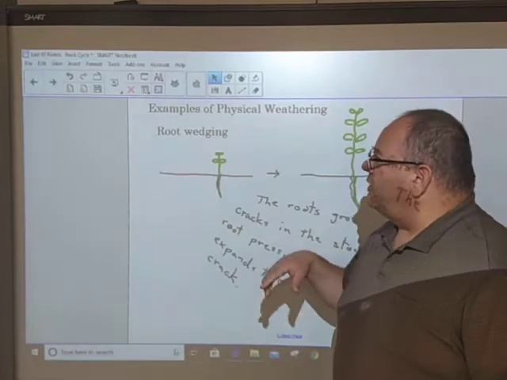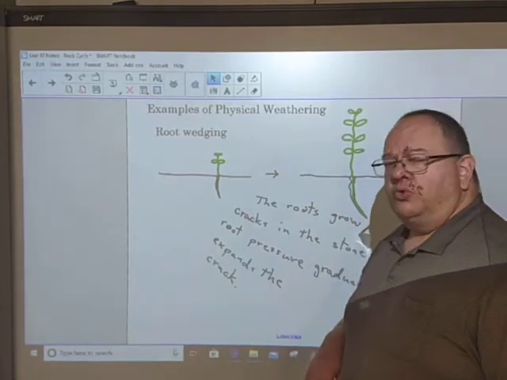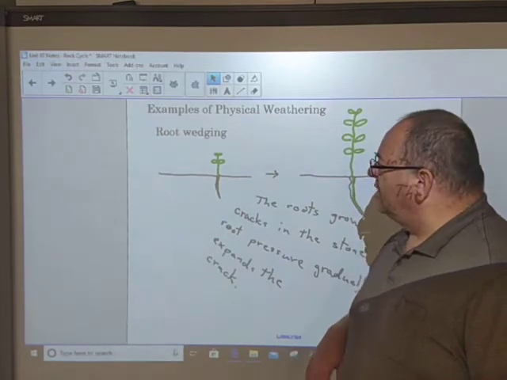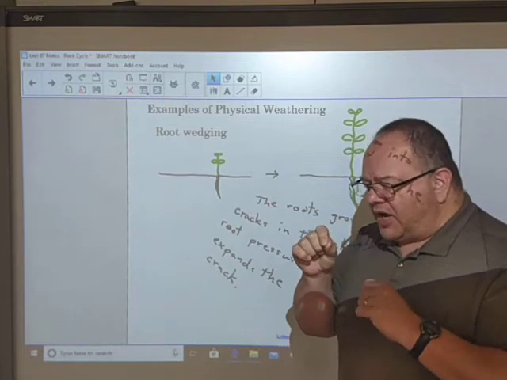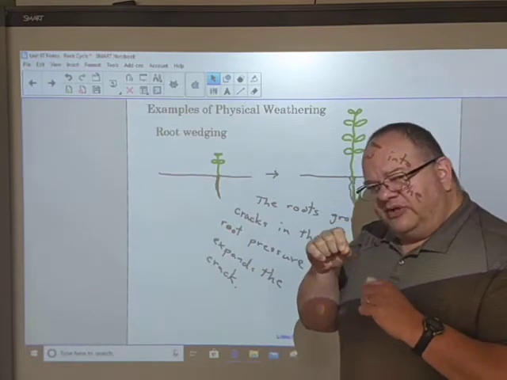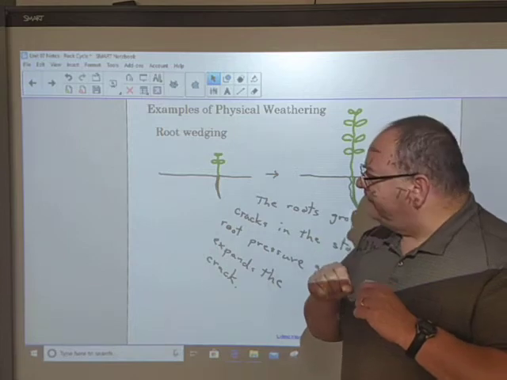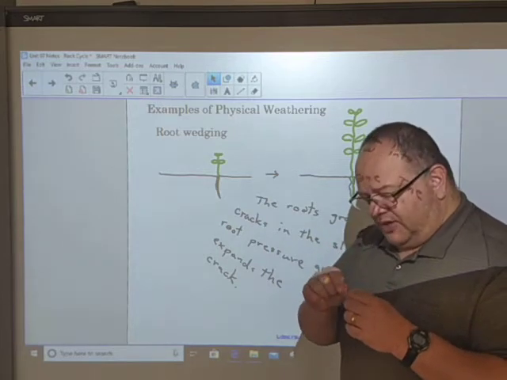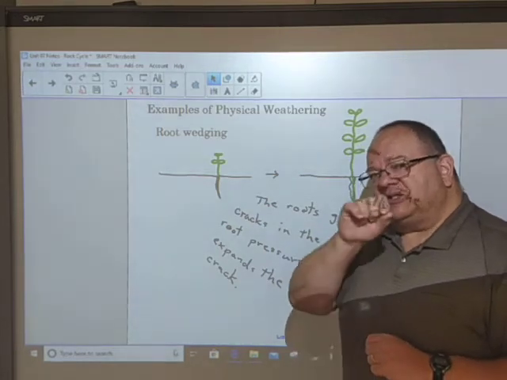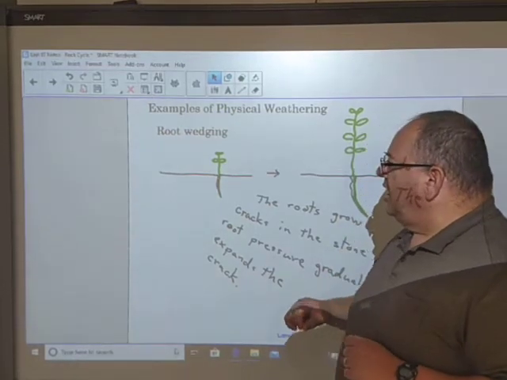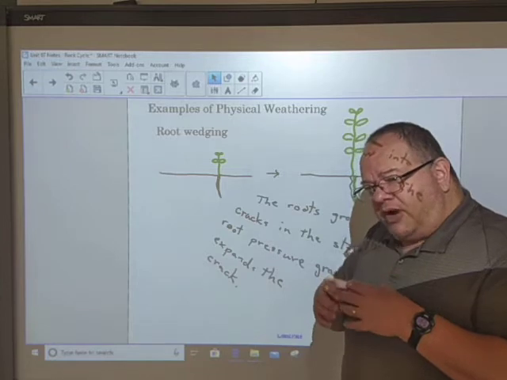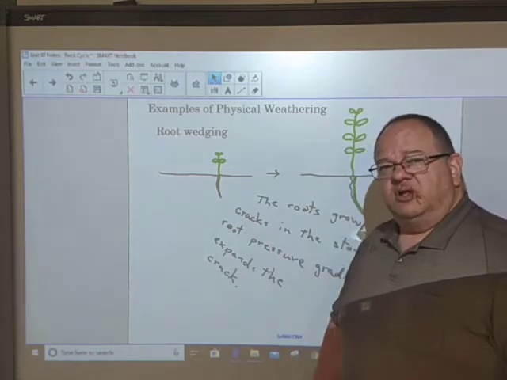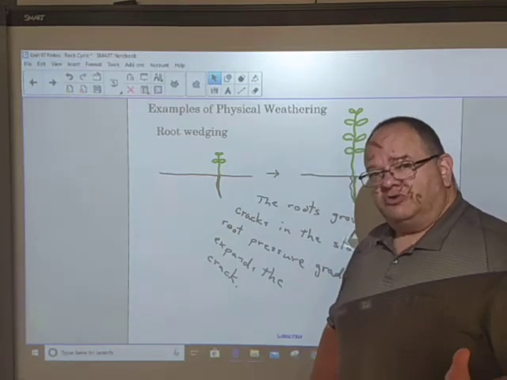Another example of physical weathering, root wedging. So let's again start with a little crack. Something made a crack in a rock, and a little bit of dirt or soil got in there, and a seed dropped in it. And the seed starts to grow. And the roots are creating a pressure on the rock. And it turns out that tree roots are really, really strong.